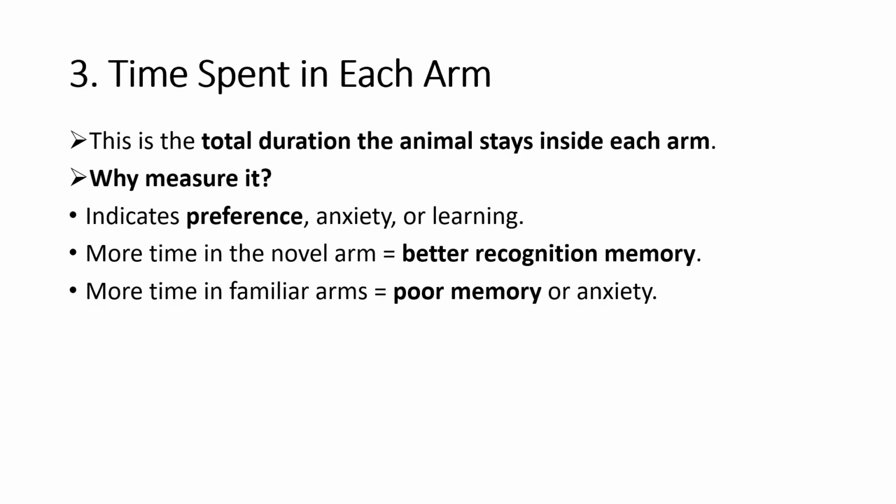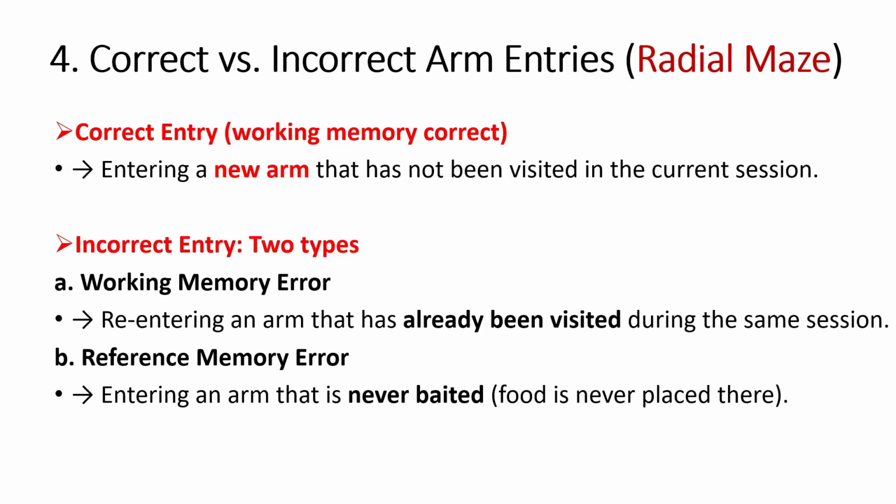So, time spent in each arm. This is the total duration the animal stays inside each arm. Why is it necessary? It indicates preference, anxiety and learning. More time in the novel arm means better recognition memory, and more time in familiar arms means poor memory or anxiety. The animal has anxiety.